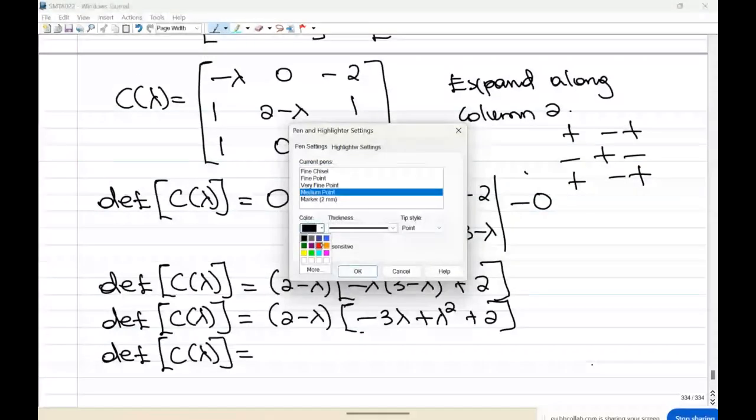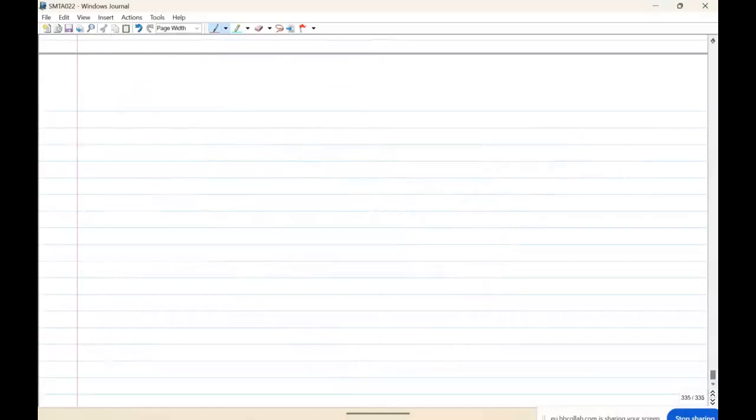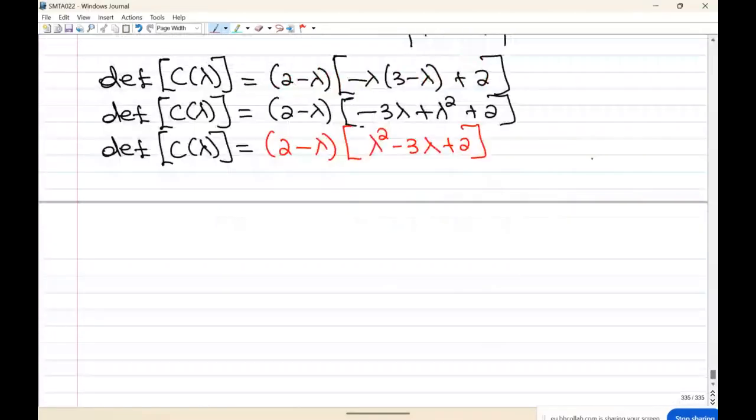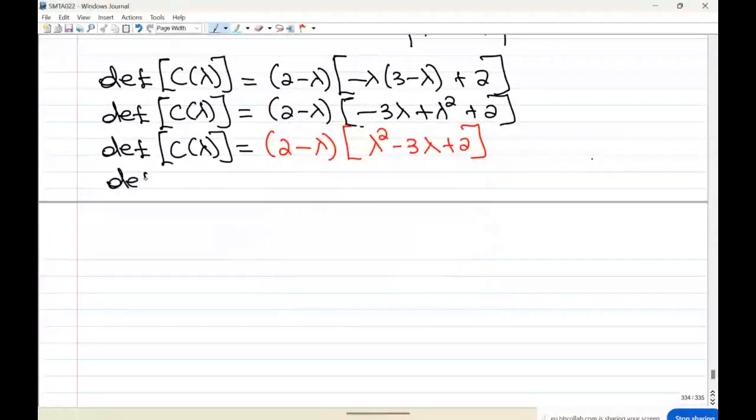Then I see 2 minus lambda into here is the same as lambda squared minus 3 lambda plus 2. And then remember there's another condition. Before I go to that f of x, is it possible to factorize the remaining part, colleagues? I see 2 minus lambda. What about the other two? Is it possible to factorize this?